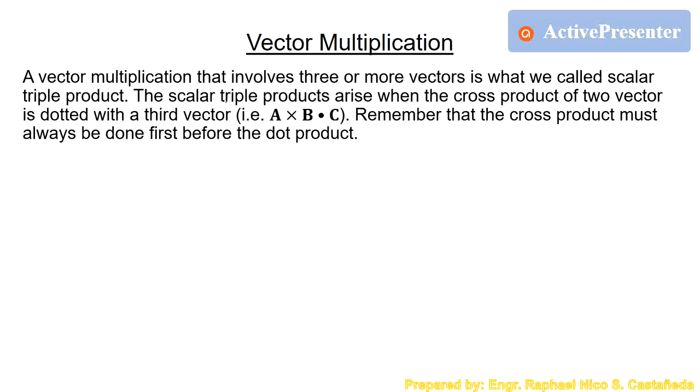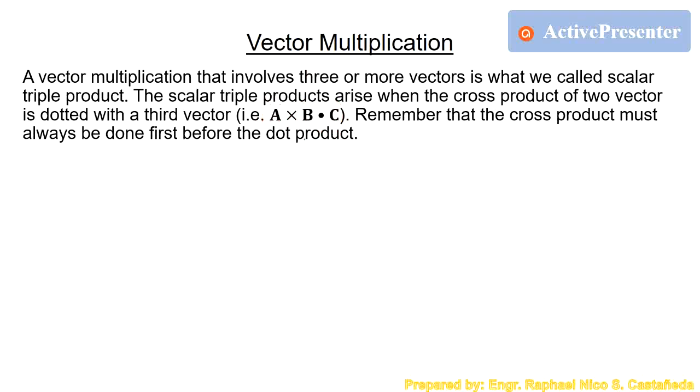Remember that the cross product must always be done first, because if we do the cross product, the resulting answer is in vector form, then we can dot it to the third vector. Unlike if we first do the dot product, the resulting answer will be a scalar value. So you cannot cross product a vector to a scalar value.